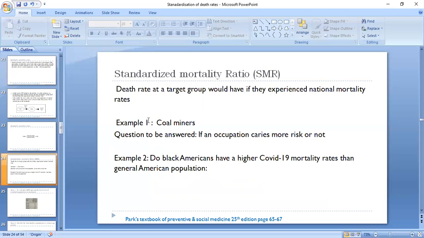We will discuss here two examples to find out the standardized mortality ratio. The first example is of the coal miners, and the question that needs to be answered in the first example is whether an occupation carries more risk or not. And the second example is: do Black Americans have a higher COVID-19 mortality rate than the general American population?